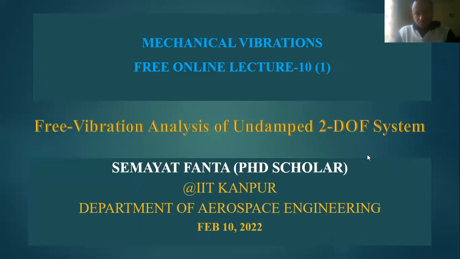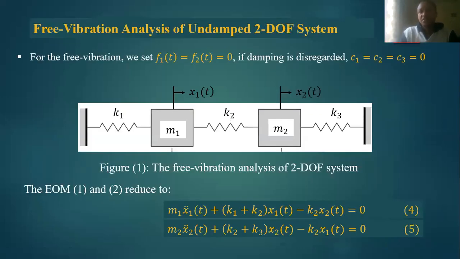In our yesterday's lecture, we have seen this. For free vibration analysis, there is no force. That means the name free vibration indicates there is no external excitation force. And the name undamped also refers to C1, C2, C3 equal to 0. So we have left only the stiffness of the material, the mass, and the coordinates. So this is the free vibration analysis of the undamped 2-degree of freedom system model.